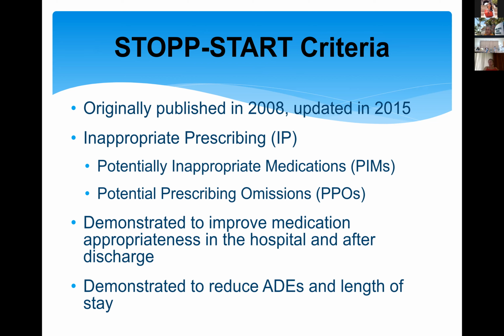There are some common examples for that. We know, for example, depression in older people is massively undertreated. It's not recognized well, and then it's also not treated well. So not only do we stop the inappropriate medications, but we start the appropriate medications. And these criteria were demonstrated to improve medication appropriateness, both in the hospital and also after discharge, and also to reduce adverse drug events and length of stay in the hospital.